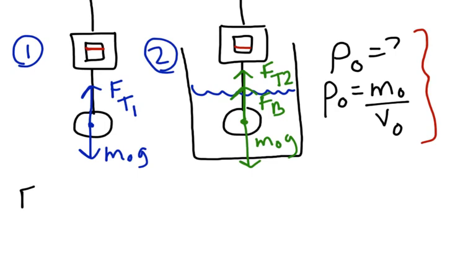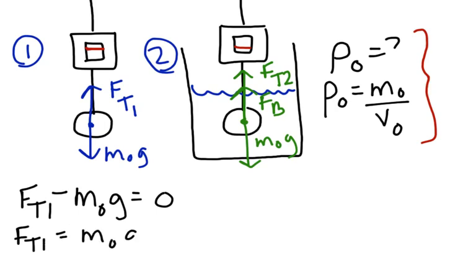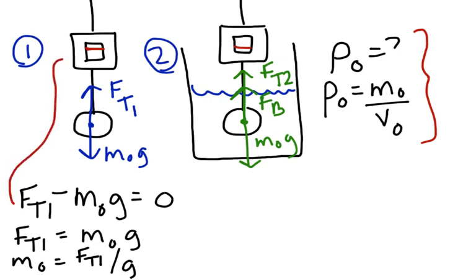In case 1, using Newton's second law of motion, the force of tension upward minus the weight of the object downward is equal to 0 because the object is stationary. Or the force of tension in case 1 is equal to the mass of the object times g. Or the mass of the object is equal to the force of tension from case 1 divided by the acceleration due to gravity. Keep in mind that this force of tension value in case 1 is given on a spring scale, so that value can be given.